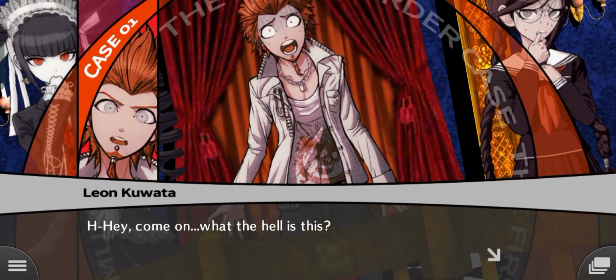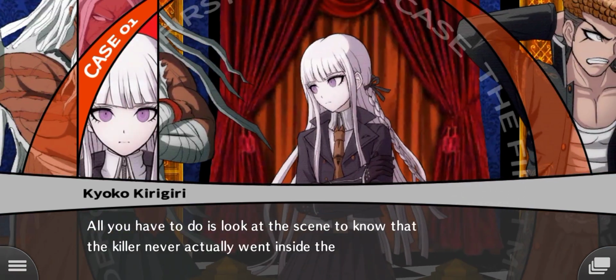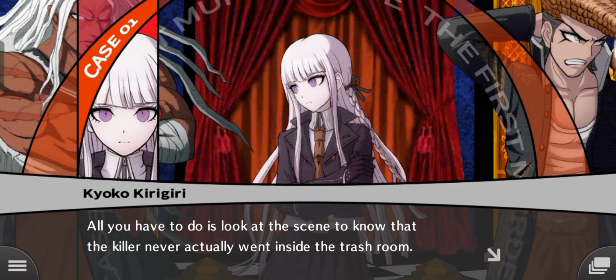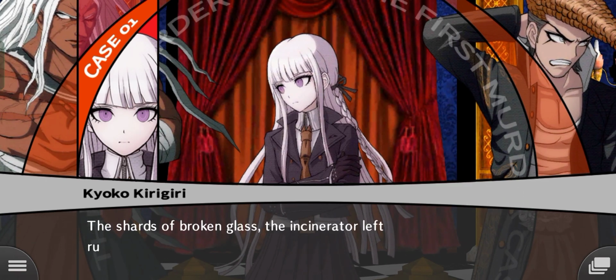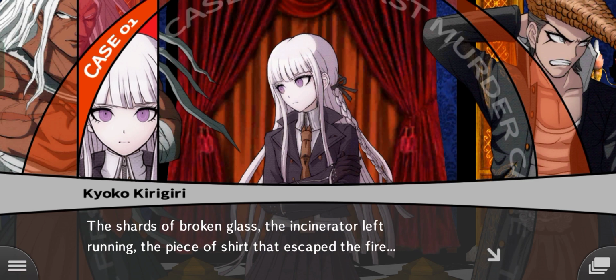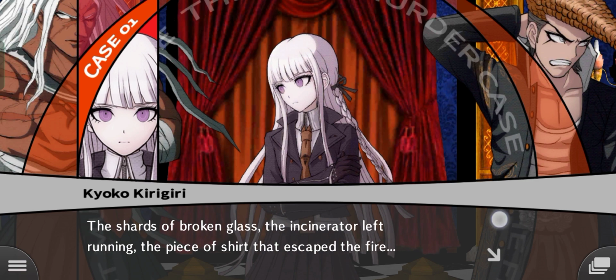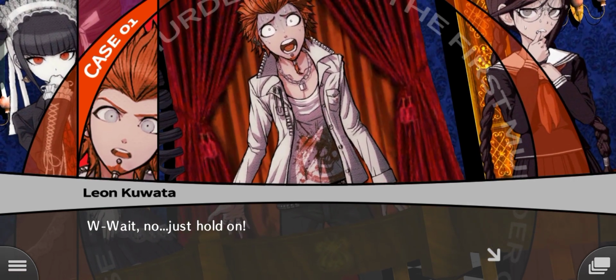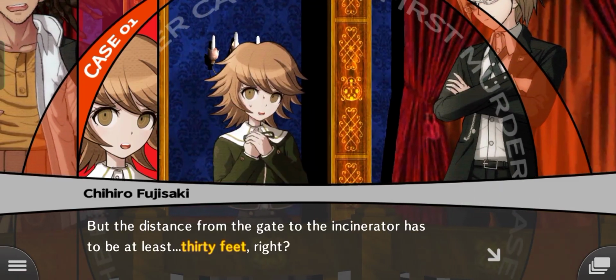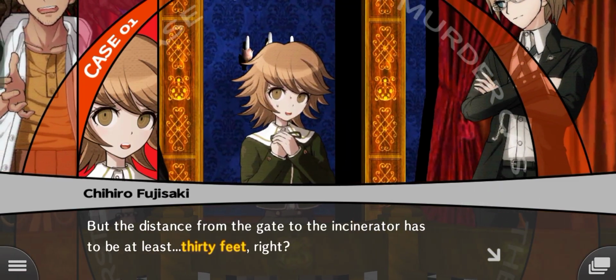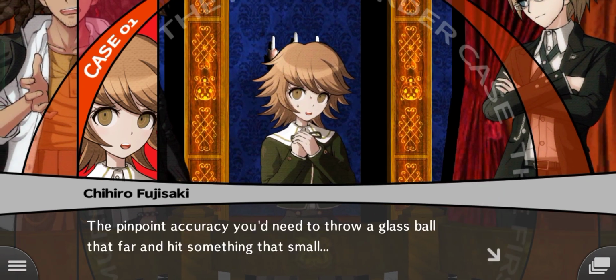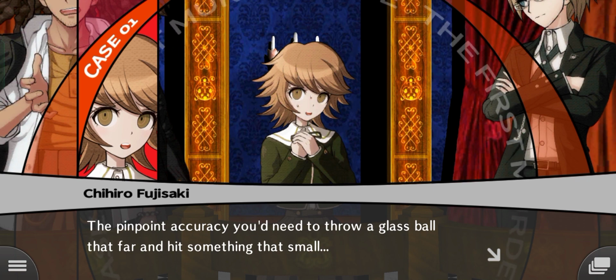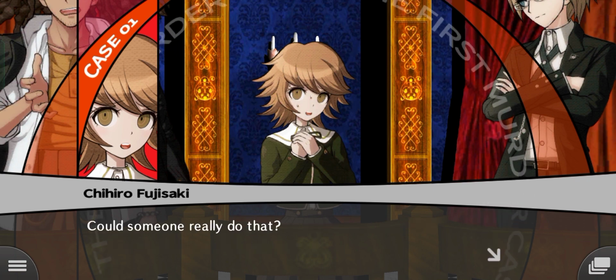Hey, come on! What the hell is this? All you have to do is look at the scene to know that the killer never actually went inside the trash room. The shards of broken glass, the incinerator left running, the piece of shirt that escaped the fire. If the killer had been on cleaning duty, the evidence would have been taken care of much more thoroughly. Wait, no, just hold on. But the distance from the gate to the incinerator has to be at least 30 feet, right? The pinpoint accuracy you'd need to throw a glass ball that far and hit something that small. Could someone really do that?